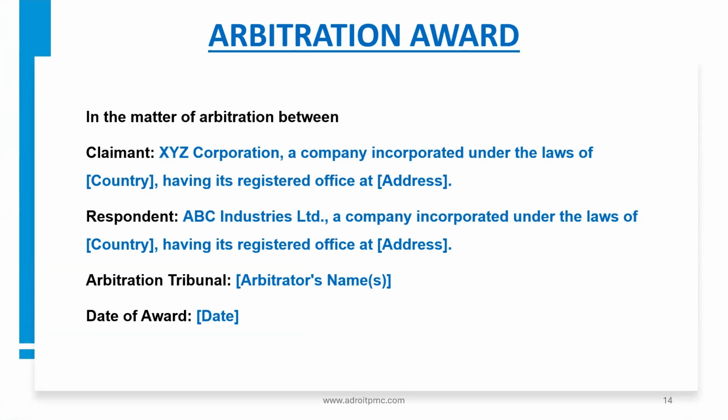So now let us see an arbitration award, like how it has to be drafted in case of any dispute. So this will be the front part of the arbitration award. It starts with in the matter of between the claimant name, address, and the respondent's name, address. It has to be proper to make sure that the claimant and the respondent's name and address are proper and clear. Next is arbitral tribunal name and the date of award. So these things will be in the front page, first page.